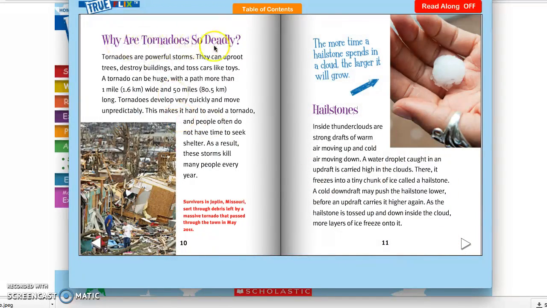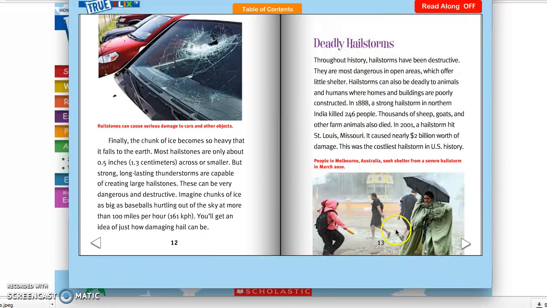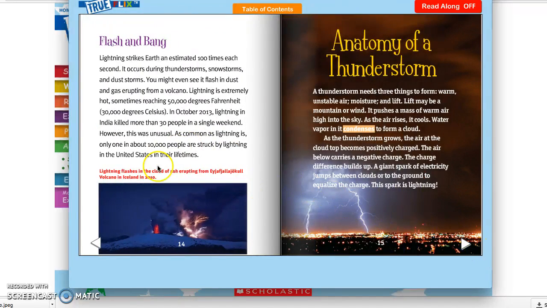Okay, this says, why are tornadoes so deadly? And over here are some hailstones. And then we can see some damage caused by the hailstones in this picture, and even deadly hailstorms. And then we see that lightning flashes in the cloud of an ash erupting from this volcano.